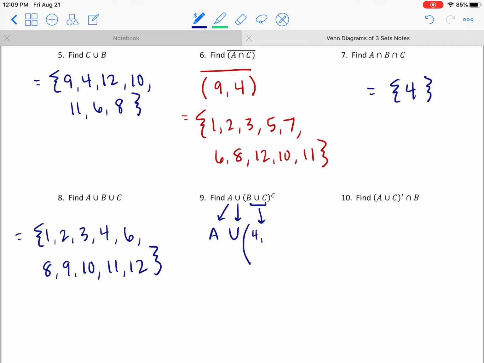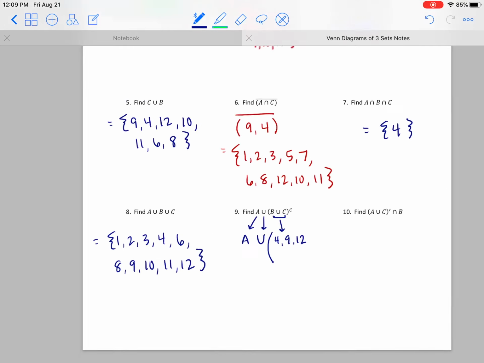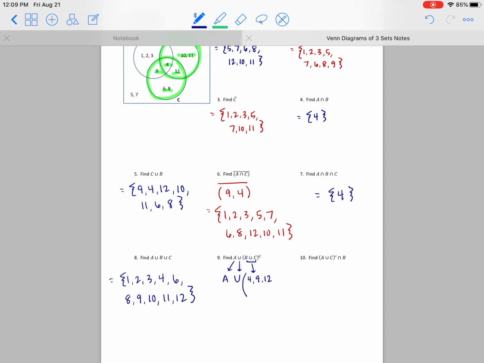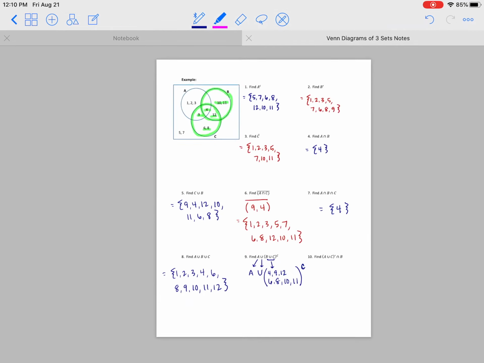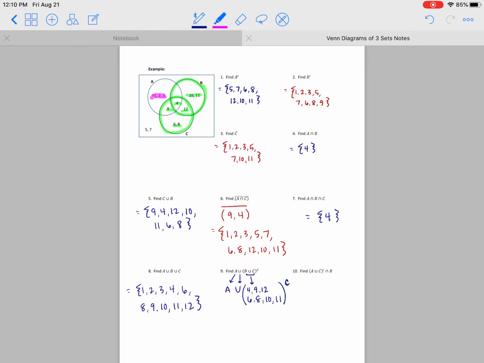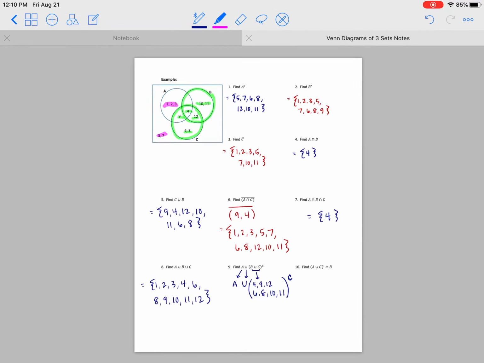We have 4, 9, 12. What else do we have? 6 and 8. And 10 and 11. Okay, so that's what we have in that union. Now I'm going to find the complement for that union. Again, the complement for that union is what's not in that union, so everything else, which is the 1, 2, 3, and the 5 and the 7.